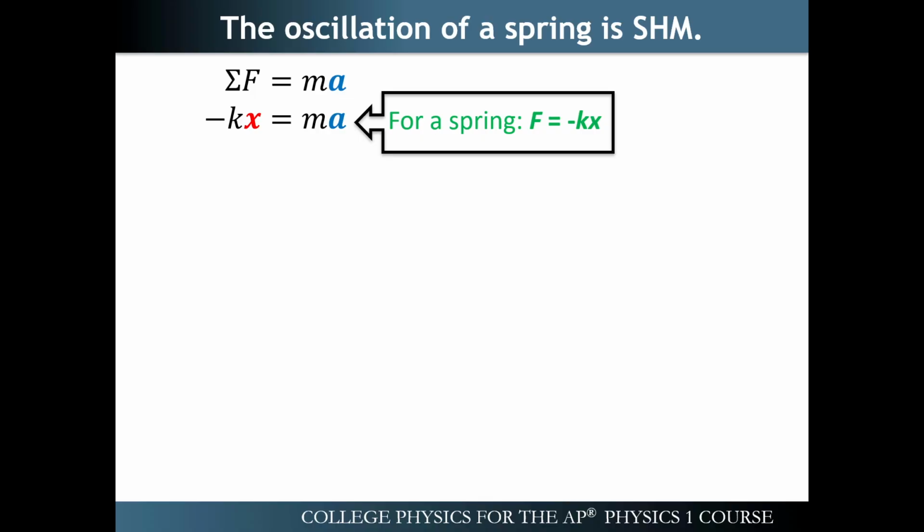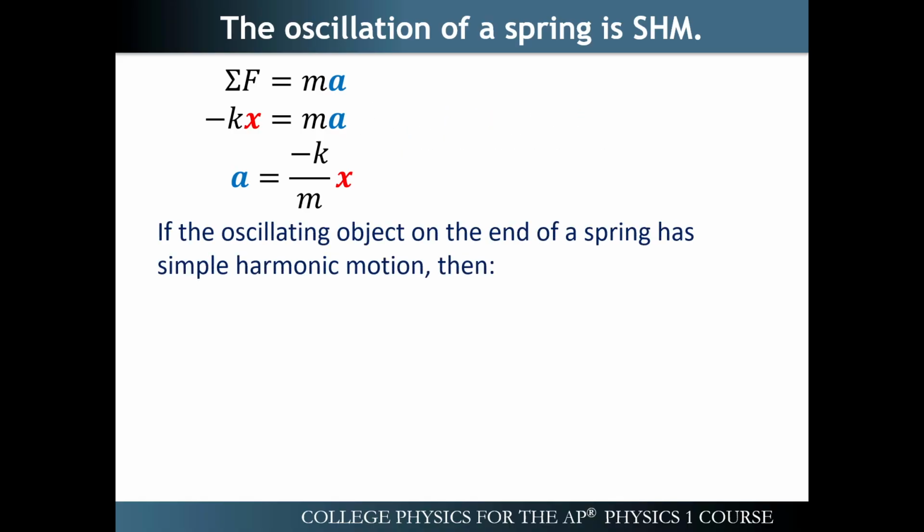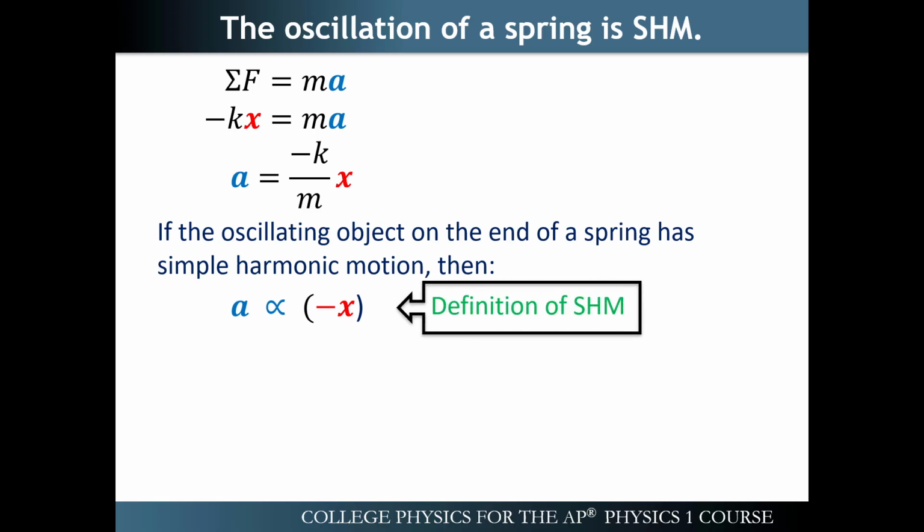Now, if we just algebraically solve this for a, we're just going to divide both sides by m. I've written it the other direction so that a is on the left, but all we're really doing is dividing both sides by m here. Now we have a formula for acceleration that is related to the displacement x. And so if we think about that definition for simple harmonic motion, we should see, like we said, the acceleration should be directly proportional to that displacement, but opposite in direction.